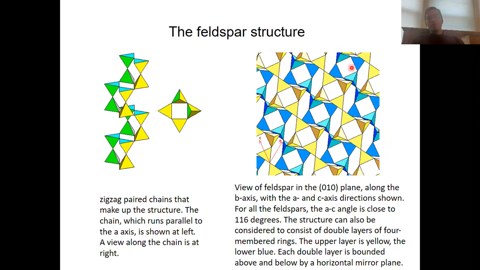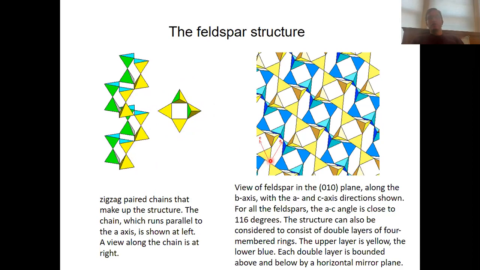And these four-membered rings here correspond to these four-membered rings here. Okay, so in this view, we are looking along the B direction, and you see the A direction is here and the C direction is here. So in this zigzag chain, we look along the A direction.